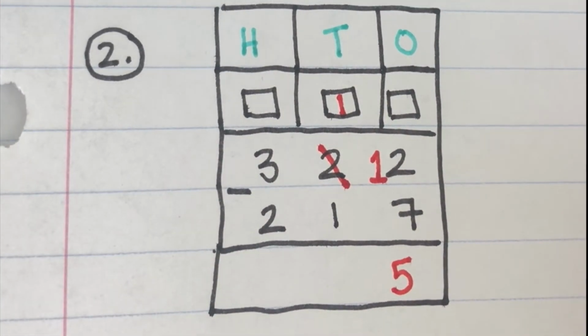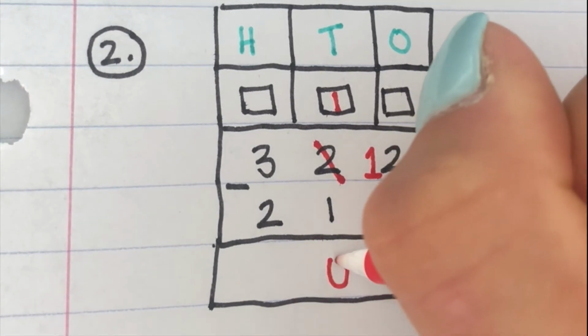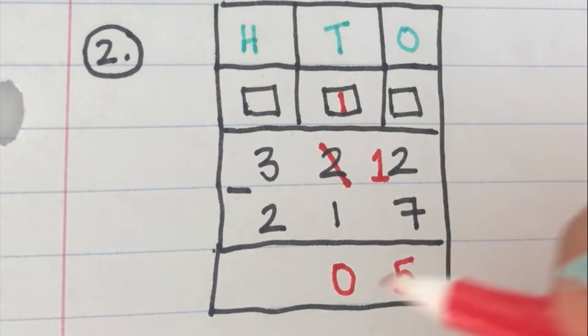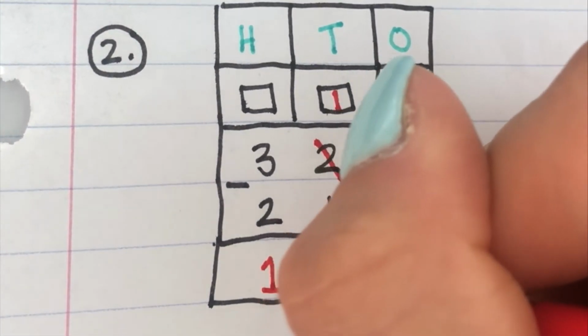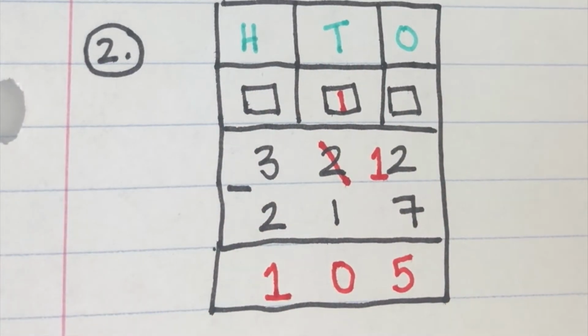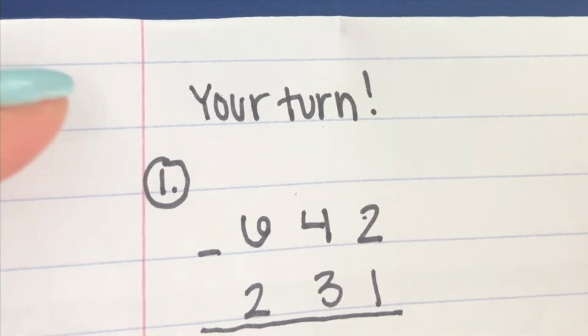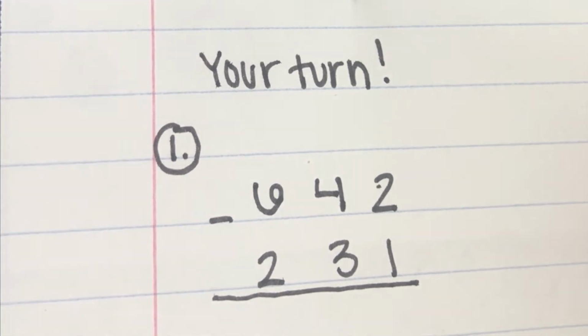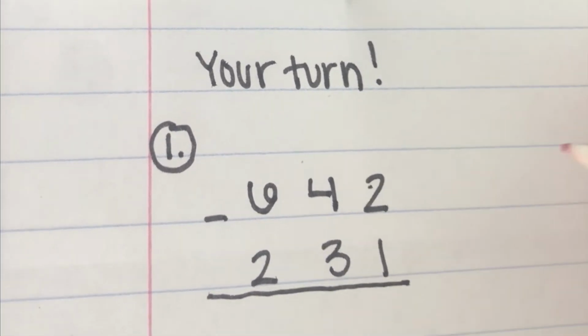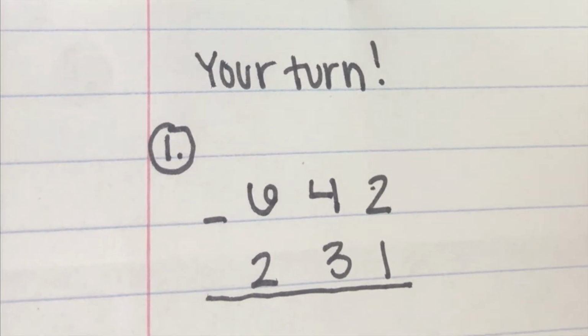And then you'll subtract the 1 from the 1, which will give you 0. And then you can subtract 2 from 3, which will give you 1. So your answer is 105. So now it's your turn. So pause this video and do this problem, and then play it, and we'll go over it to see if you got the right answer.